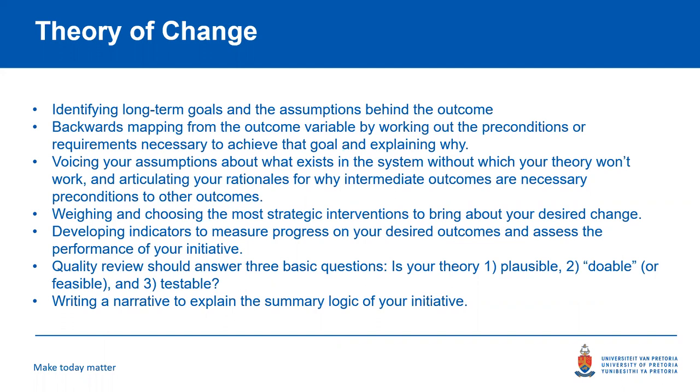So we've got this outcome. We saw a change in behavior in students. So now we need to look backwards. Okay, we did this, this, and this, and this. This was the information, and why did that happen? It's also voicing your assumptions about what exists in the system, which without your theory won't work.